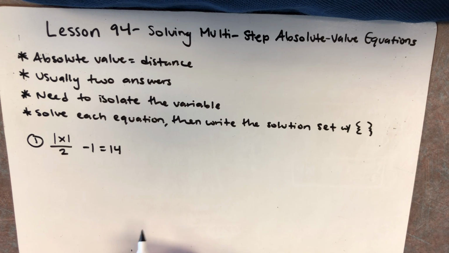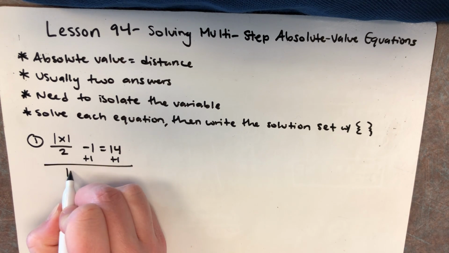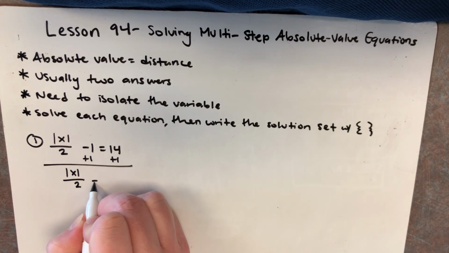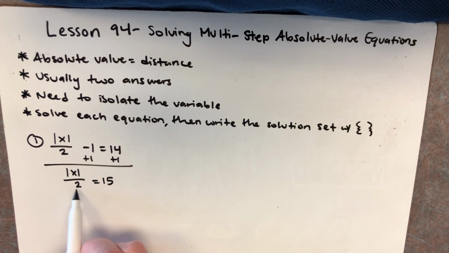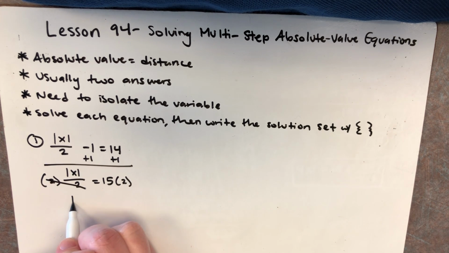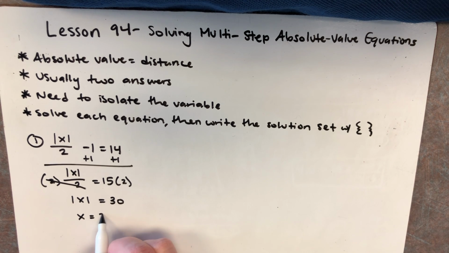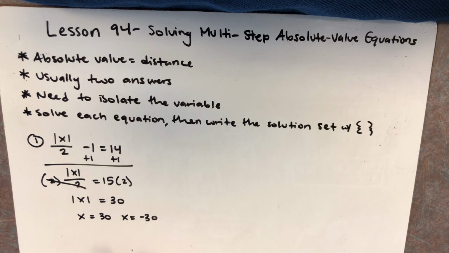So, for example 1, if we have the absolute value of x over 2 minus 1 equals 14, we're trying to isolate the variable, so we're going to add 1 to both sides, and we'll get the absolute value of x over 2 equals 15. The opposite of dividing by 2 is multiplying both sides by 2, so the absolute value of x is 30, which means x can be positive 30 and x can be negative 30. When I write my answer, I'm going to do the squiggly brackets, and I usually start with the smaller number followed by the larger number and another squiggly bracket.